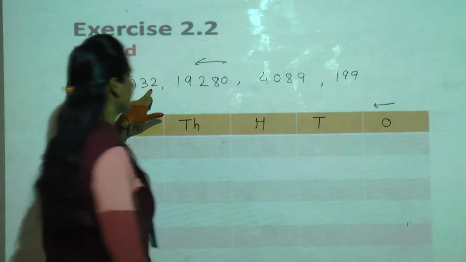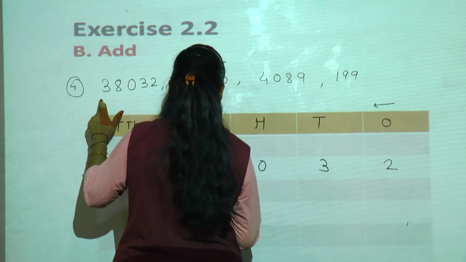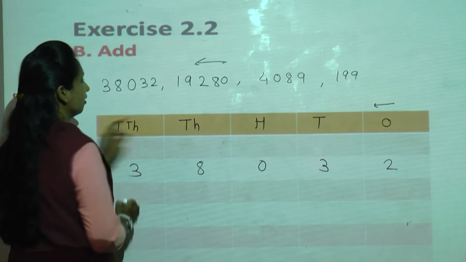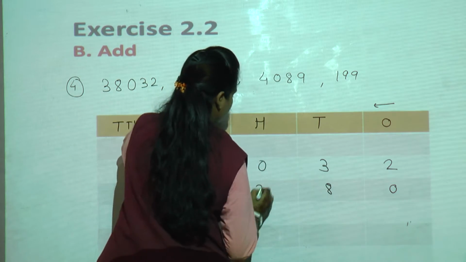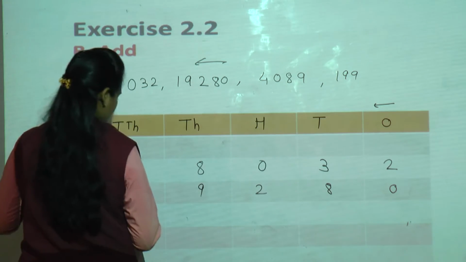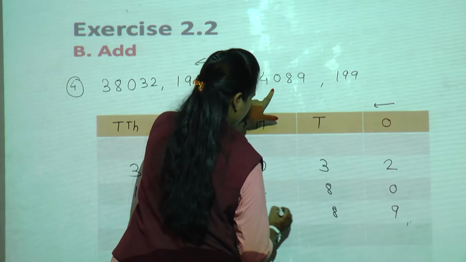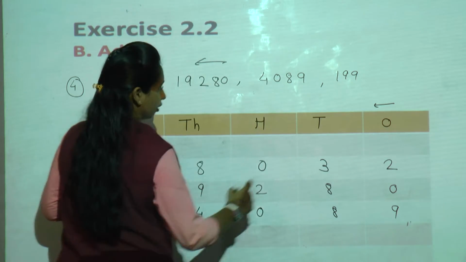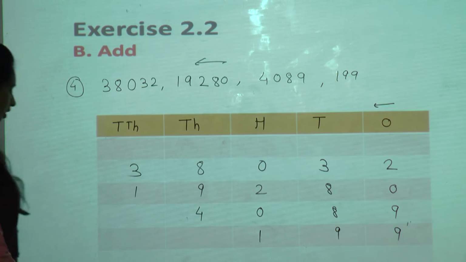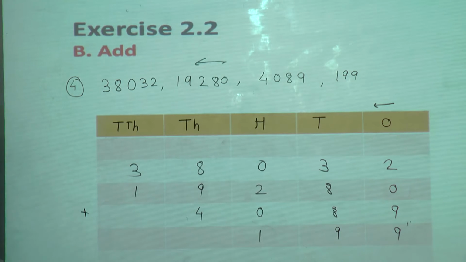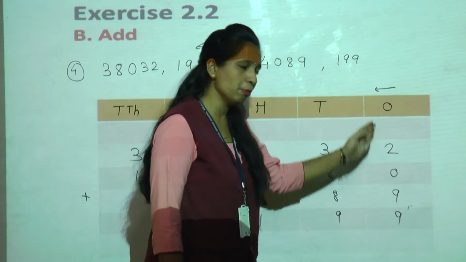Yes. Now 2, 3, 0, 8 and 3. The next number is, start from the right side, 0, 8, 2, 9 and 1. 9, 8, 0, 4, and the 9, 9 and 1. Okay. Now we have to do the addition of these numbers. Now we always start addition from ones place.